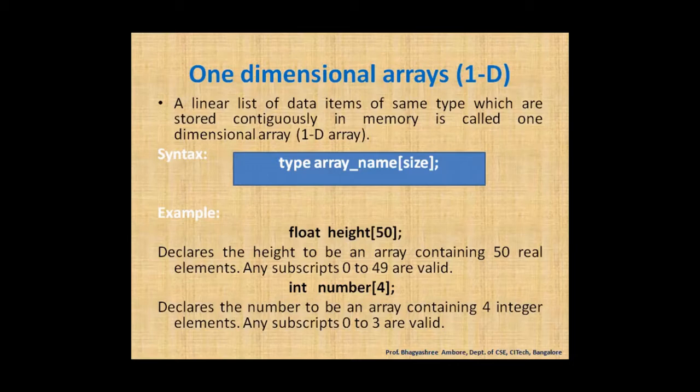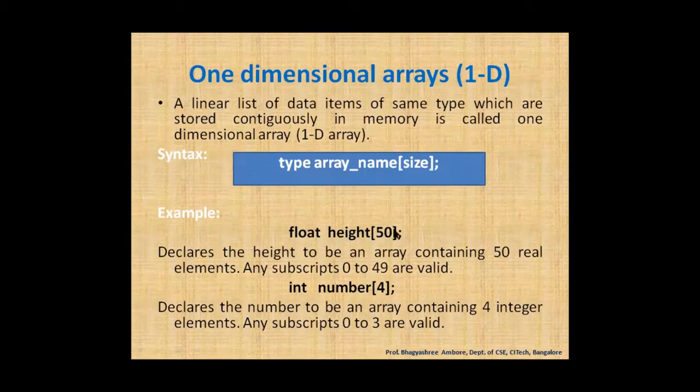If I have a character, all the values inside that must be character data type. It's a linear list of data items of the same data type which are stored continuously in memory, called a one-dimensional array. Now, what is the syntax? Data type, name of the array, and size of the array.